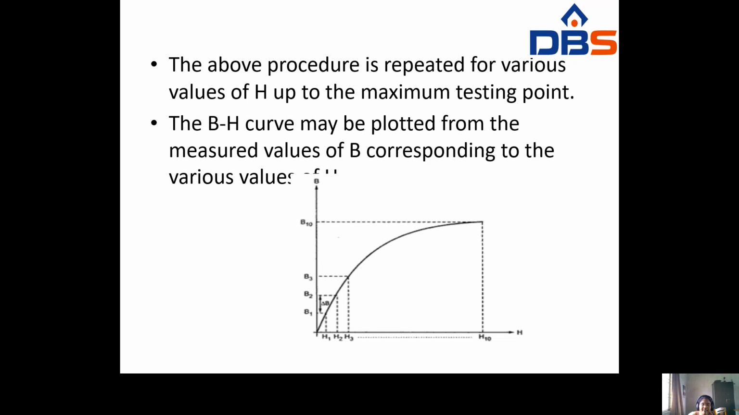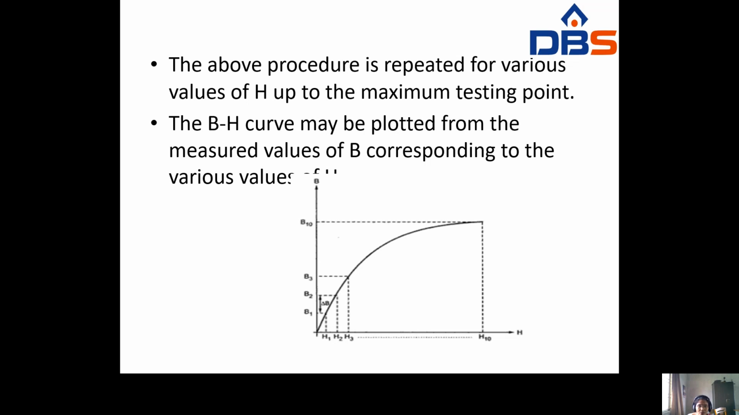The above procedure is repeated for various values of H up to the maximum testing point, by reversing the switch between positions 1 and 2. First you place the switch at 1 and get some H value. Next you change the switch to position 2 and get another H value. Like this, the procedure is repeated for various values of H up to the maximum testing point.